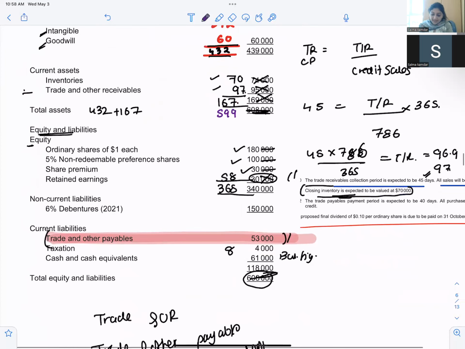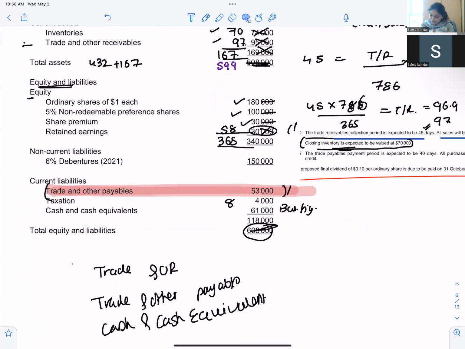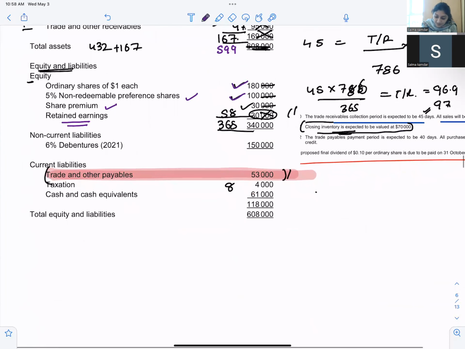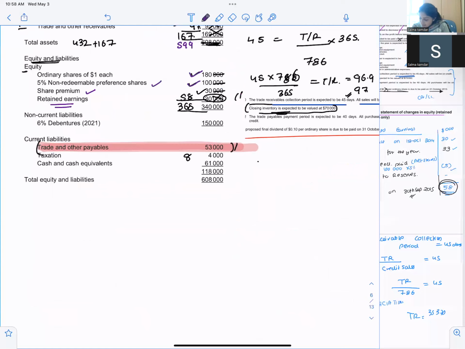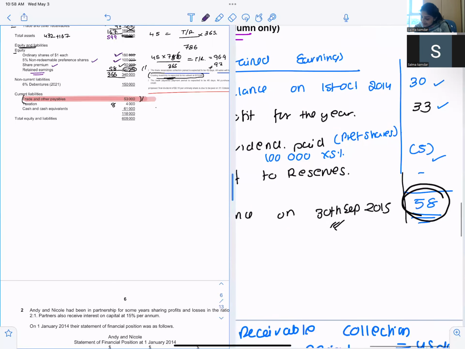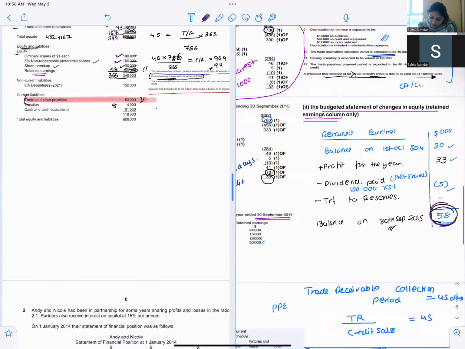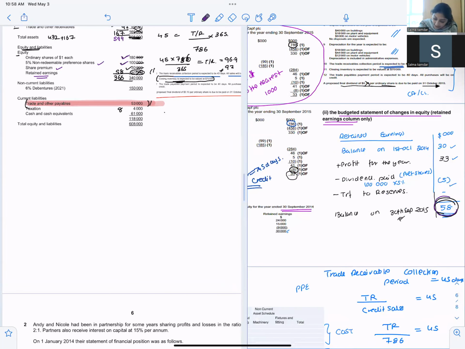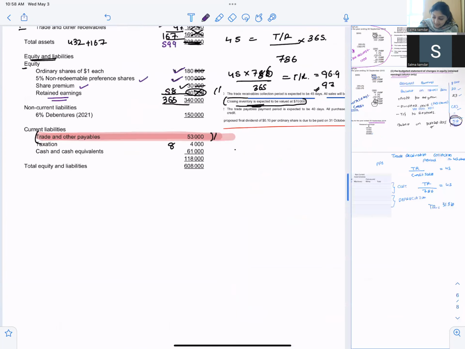When I go to my total liabilities section, I will see that ordinary shares were unchanged, redeemable preference shares were unchanged, share premium was unchanged, and retained earnings we had found out in the first part of the question, which was over here, and we found out to be 58. So my retained earnings would be 58. My equity would total up to 368.